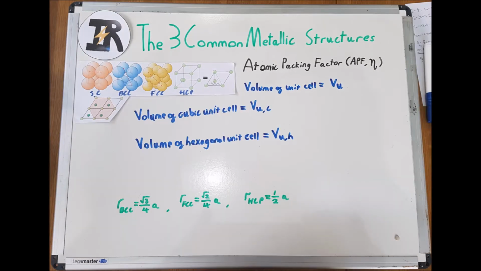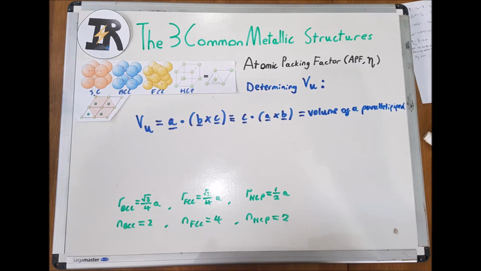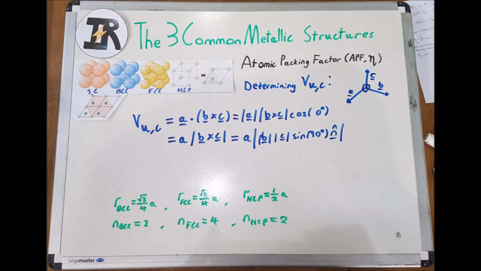Now we need to determine the volumes of the 2 different types of unit cells that we will encounter, VUC being the cubic unit cell volume, and VUH being the volume of the unit cell of the hexagonal close-packed structure. Using the scalar triple product as shown on the whiteboard, we can obtain the volume of the parallelepiped describing the unit cell. To use the scalar triple product to calculate the value of the cubic unit cell is a little trivial, as it's simply a cubed, but I'll show the working still to obtain it.